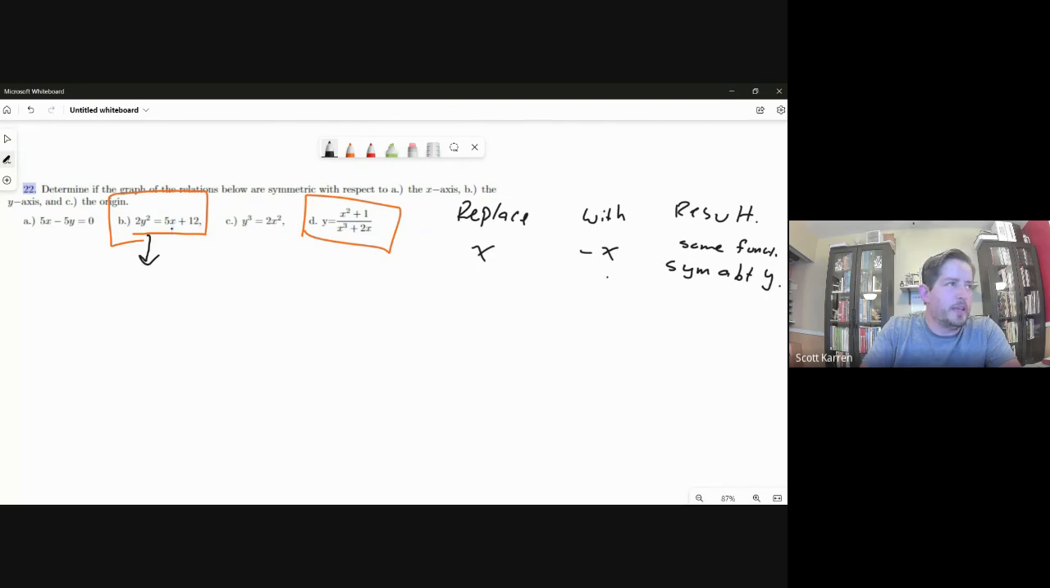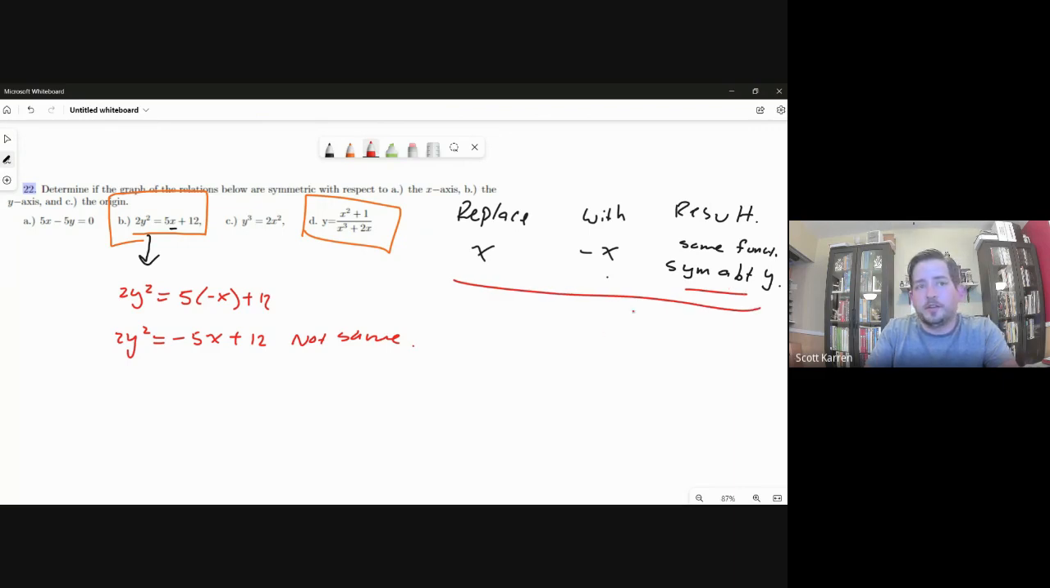I'm going to replace my x right here with negative x and see what happens. So I still have 2y squared equals 5 times negative x plus 12. This 5 times negative x becomes negative 5x, and this is not the same thing that we started with. And since it's not the same thing, this is not symmetric about the y-axis.